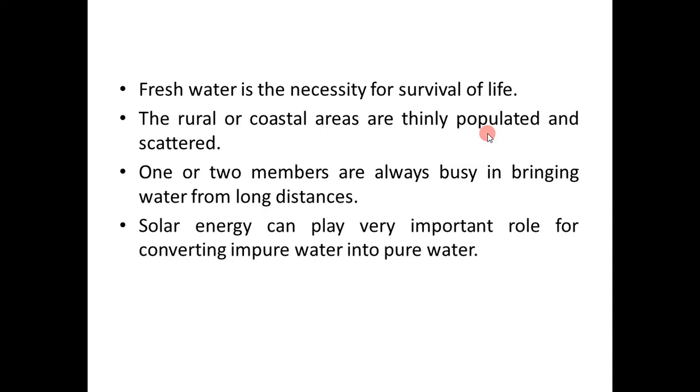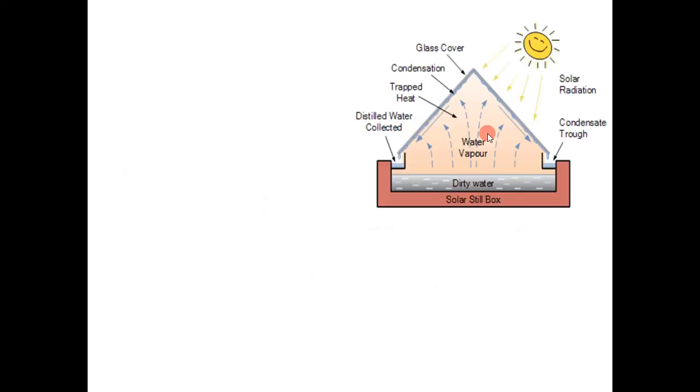Solar energy can play a very important role in converting impure water into pure water. The setup used is called a solar still. So let us see what a solar still is. This is a diagram of a solar still. It is a block diagram. We will see how it works.